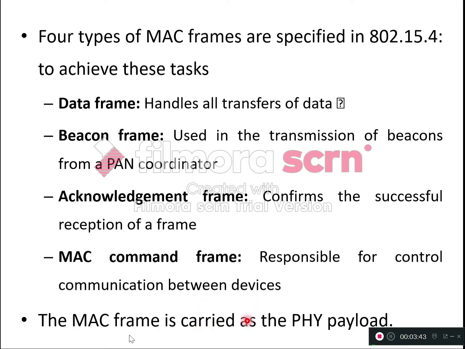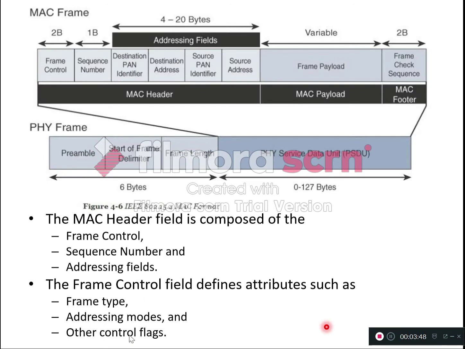The MAC frame forms the 5 payload. What do you mean by this? Let us see here. So this is what it means. This is the 5 frame we studied, right? So it has a preamble, a start of frame delimiter, a frame length and the PSDU, which is the actual payload.